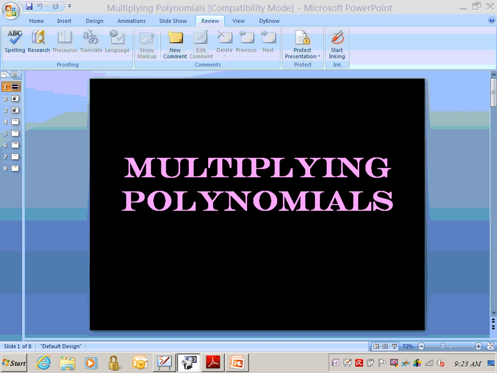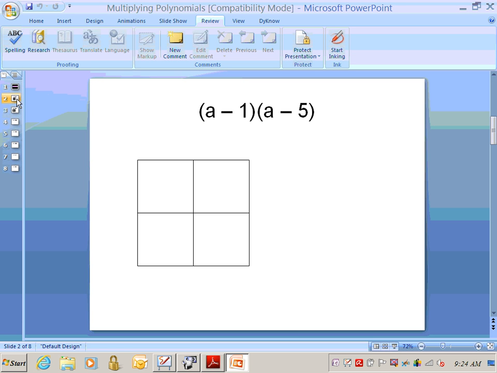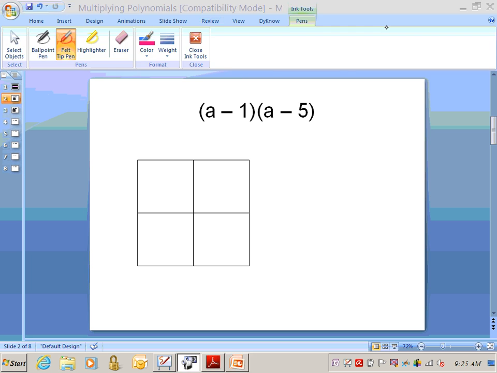Okay, we're going to go over a refresher of multiplying polynomials. First thing I want you to do is copy down this problem and multiply it. Okay, did we put a minus 1 across the top? And a minus 5? It's okay if you didn't. Our box will say the same thing. It'll just be in a different order.